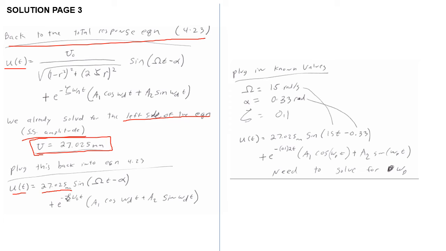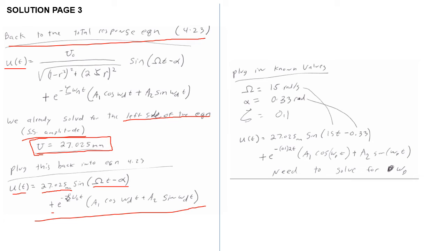When we do that, we have u of t equal to 27.025 millimeters. Pay attention to what units we're in here. We're going to stick with millimeters or meters. Times the sine of omega t minus alpha, plus e to the negative zeta omega n t times quantity A1 cosine omega d t plus A2 sine omega d t. This whole thing is even a mouthful to say, which is why we like to break it into parts when we solve it, rather than taking out 3-4 pages of paper. Do it piecewise.